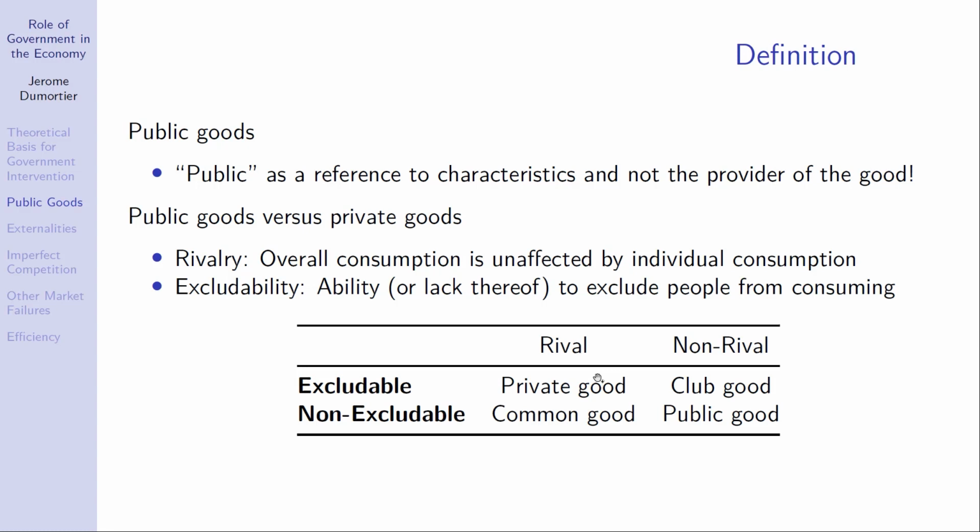So let us first start with rival and excludable good. Rival in consumption means that if you are consuming a particular good, that your consumption affects the consumption of somebody else.